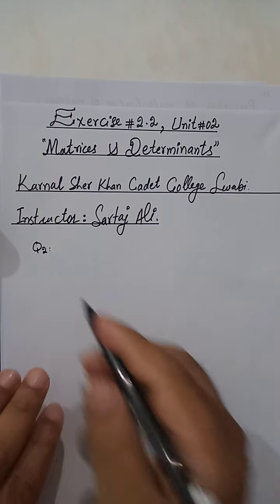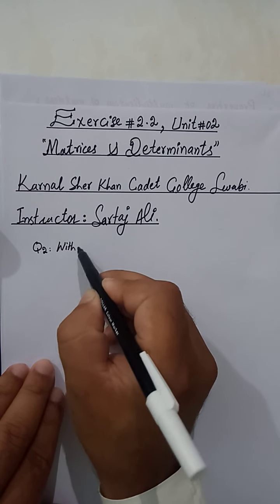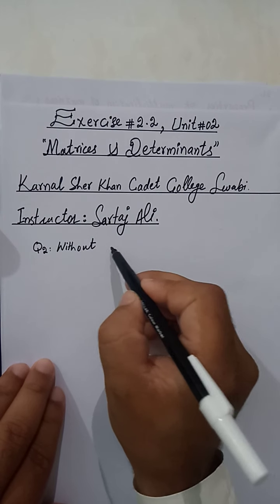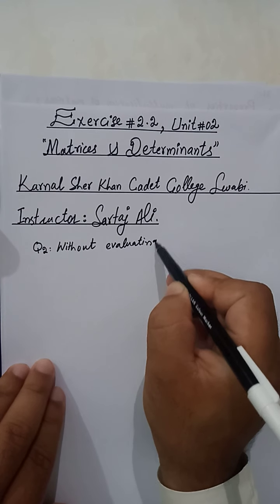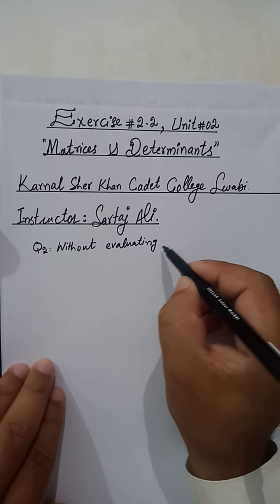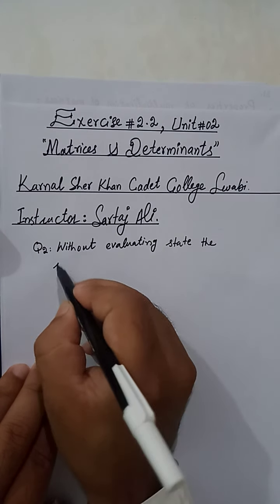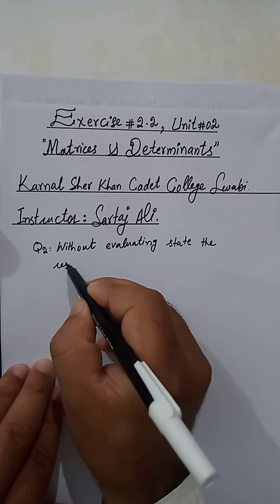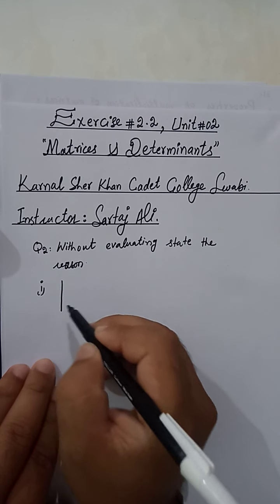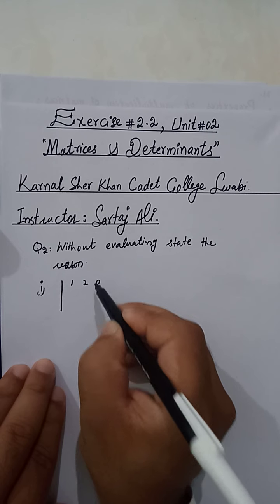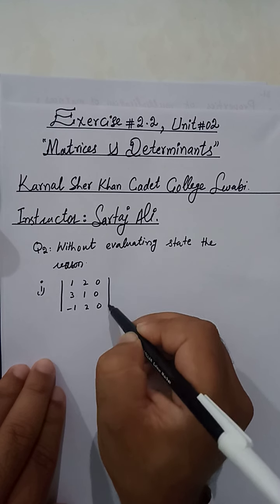2.2. The statement of the question is: without evaluating, state the reason for the following equalities. Now the first equality is the determinant with rows 1 2 0, 3 1 0, minus 1 2 0, equal to 0.